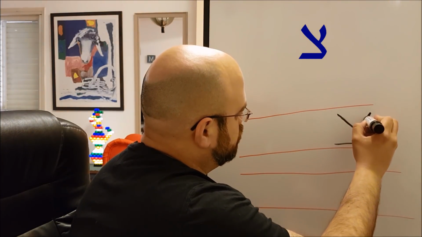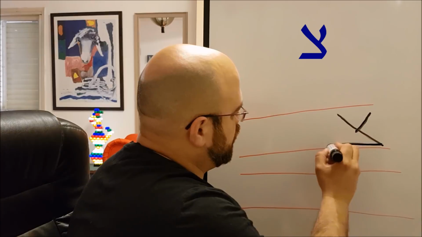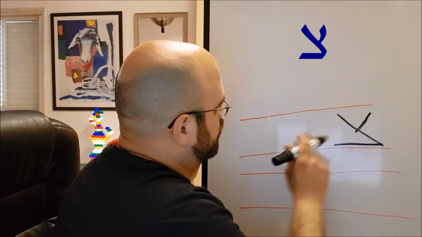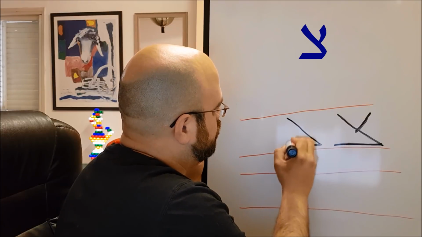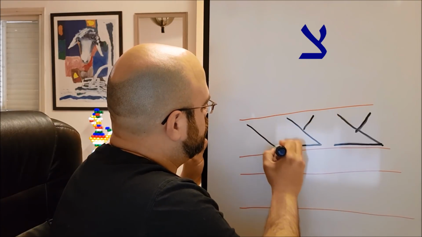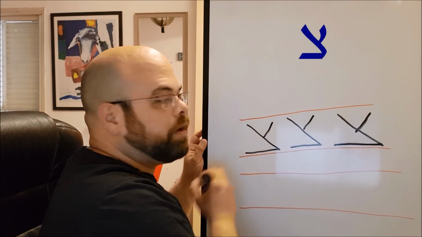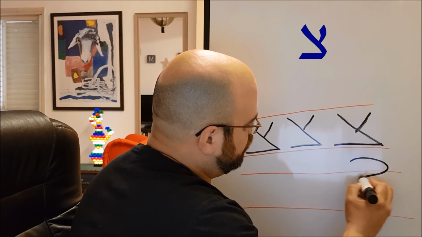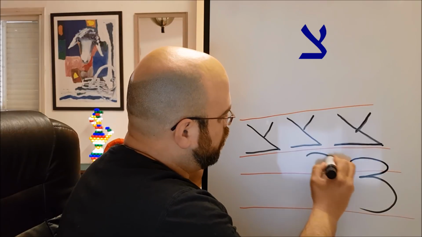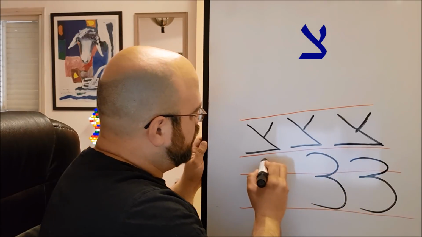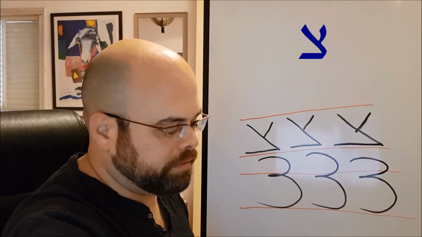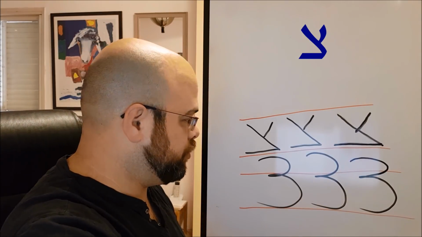Okay. So you can see it's very angular. It's like a triangle with a diagonal line here. Another Tsadi. And another one. Okay. And for the handwritten version, it's a tall letter. It goes above the line and it looks like the number 3. Okay? That's the handwritten version.